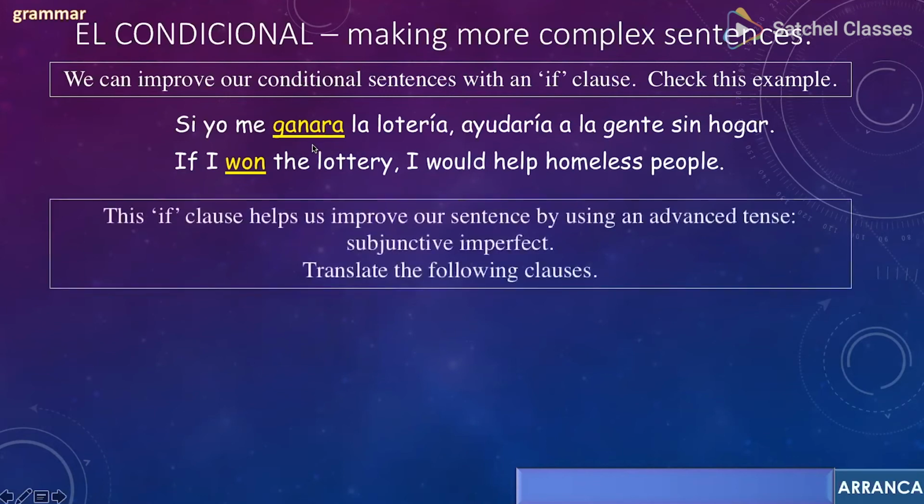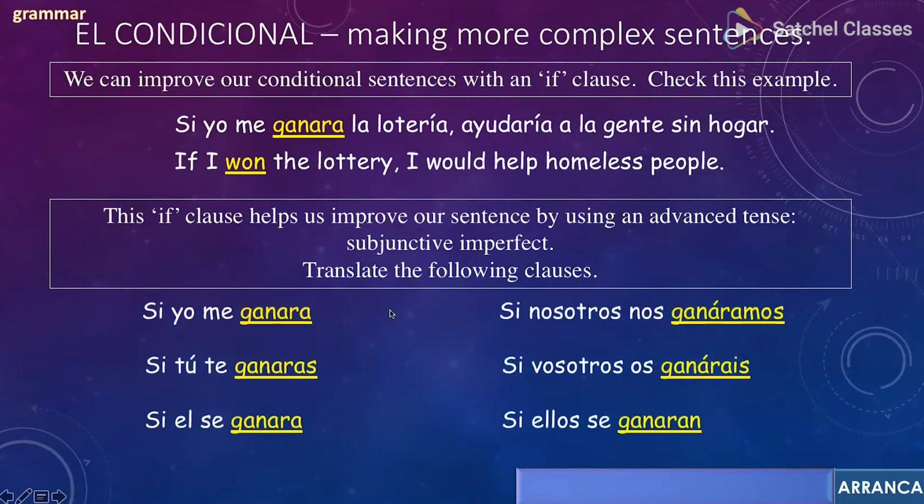And that is because the if clause is written in an advanced tense, which is subjunctive imperfect. You don't need to know the technical name, but if you want to explore or research a bit more, feel free to ask your teacher and they will give you a lot more information about it. Now, I would like you to translate the following clauses into English. Si yo me ganara, si tú te ganaras, si él se ganara, si nosotros nos ganáramos, si vosotros os ganarais, si ellos se ganaran. I'm going to give you a few minutes to do so. Off you go.